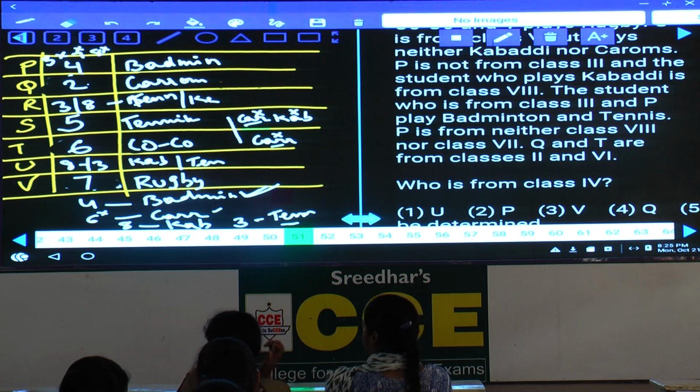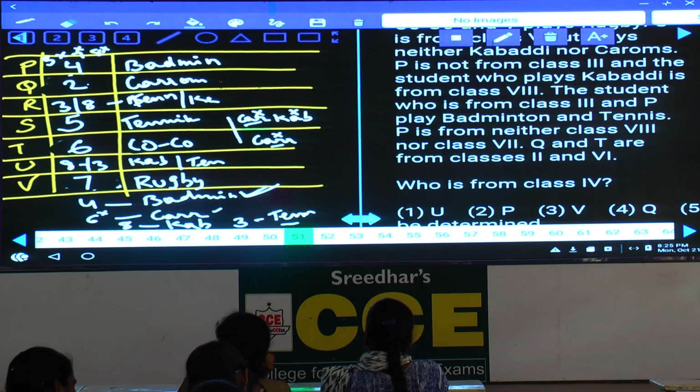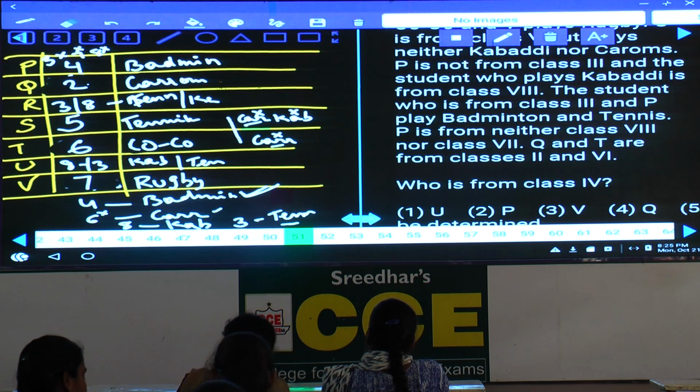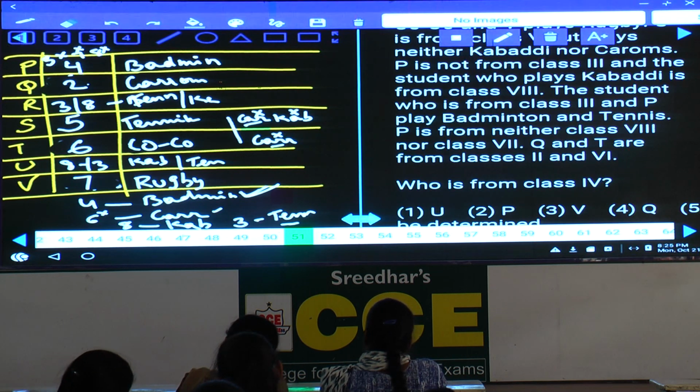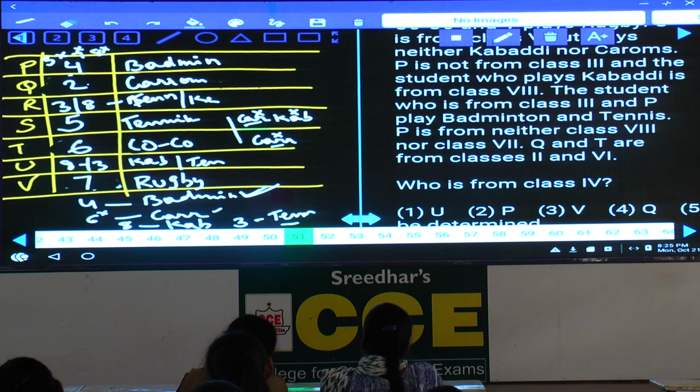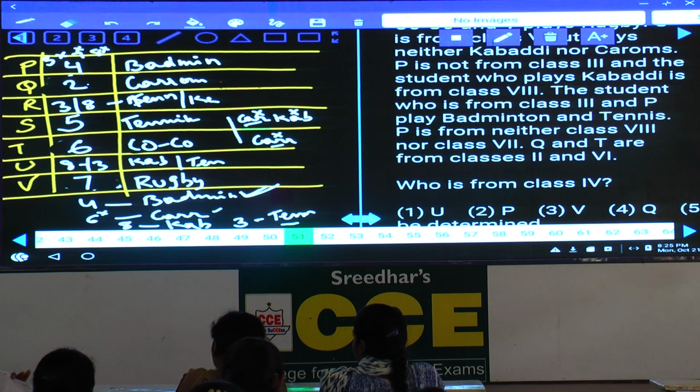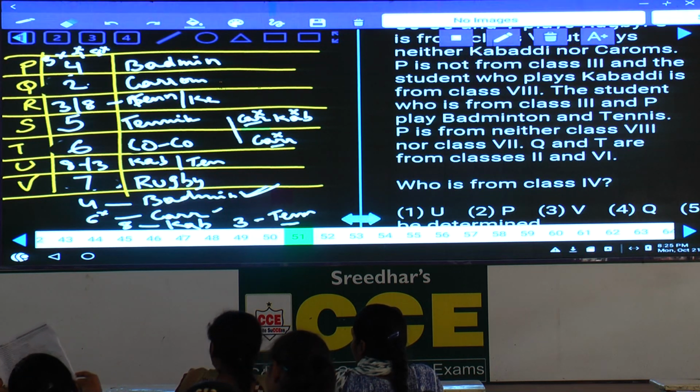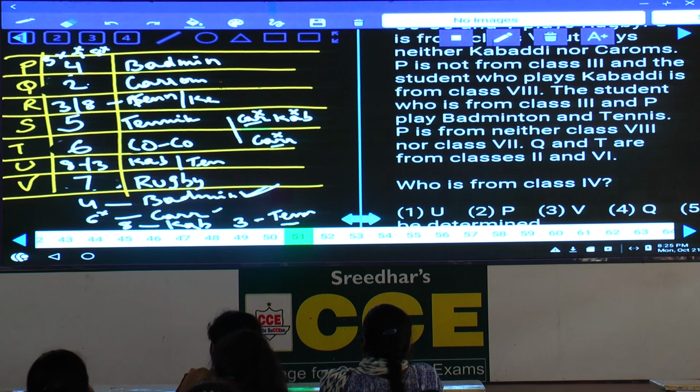If R is 3rd class, then plays tennis. Then U will be 8th class, plays kabaddi. Or if R is 8th class, plays kabaddi, then U will be 3rd class, plays tennis. And done. And this is about question numbers 51 to 55. P is not from class 3.